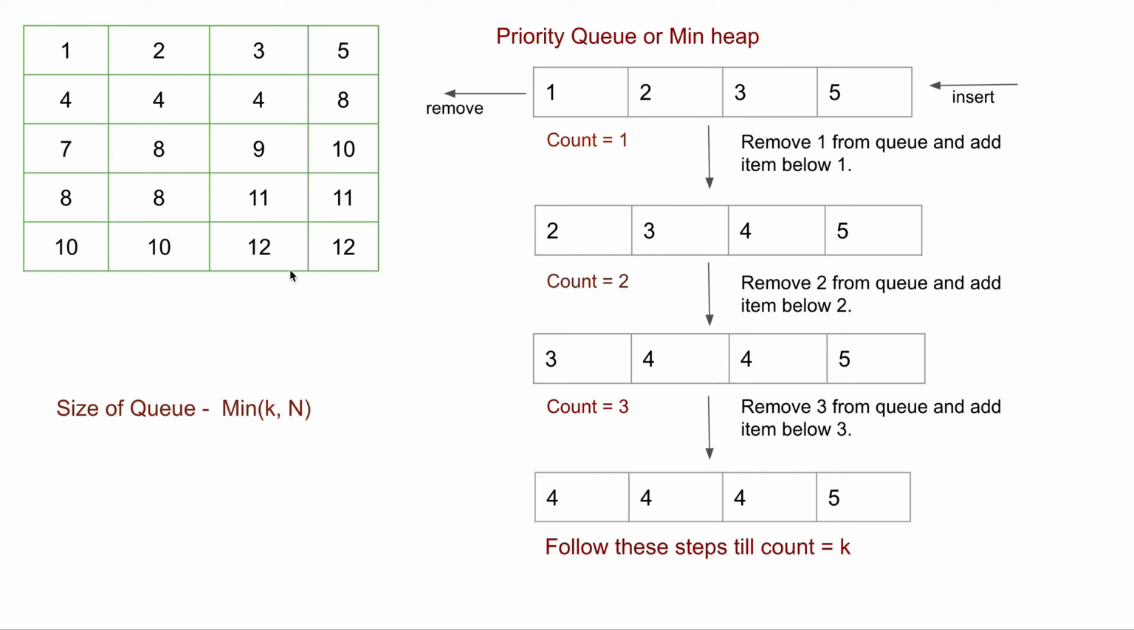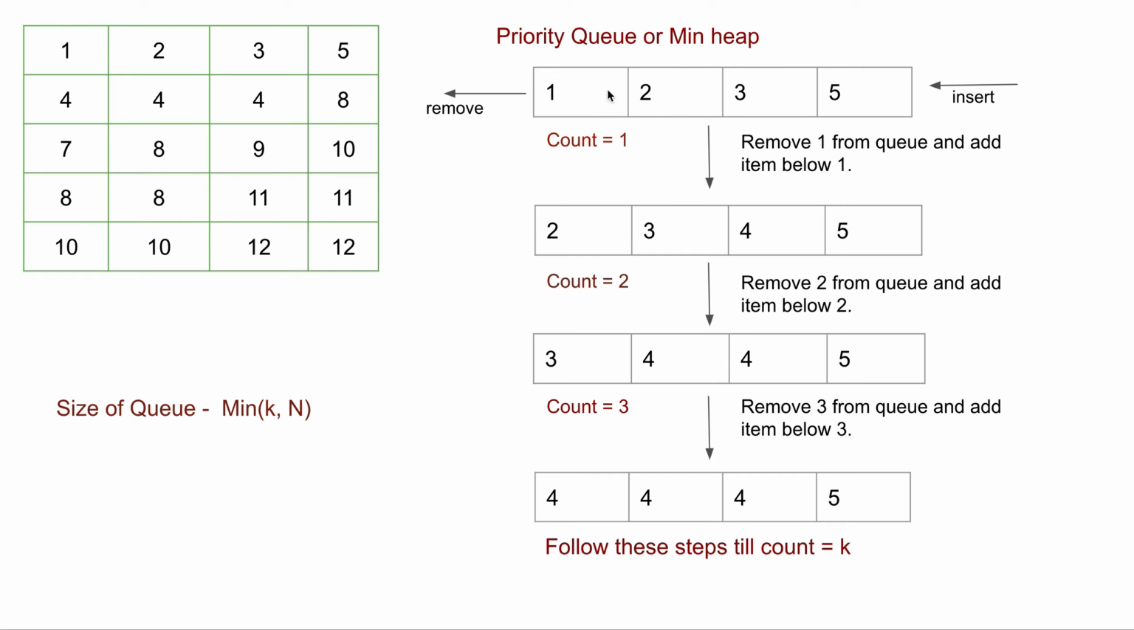Let me try to elaborate this priority queue approach with the help of an example. Suppose we have to find the kth smallest element in this matrix where k is greater than n. In that case, the size of your queue will be equal to n, as already described in the previous section. Now, in the first step, we'll add all the elements in the first row of our matrix into the queue. So in the first step, the elements in our queue will be 1, 2, 3 and 5, which are the same as the elements in the first row of our matrix.